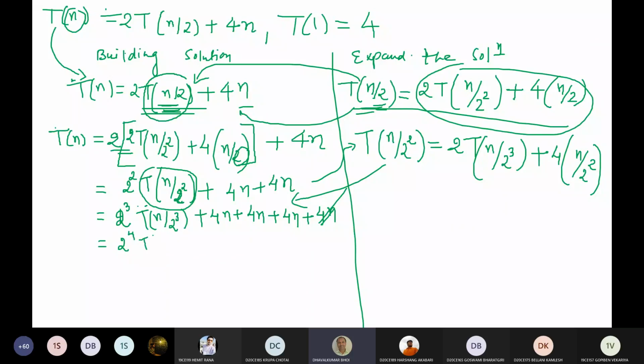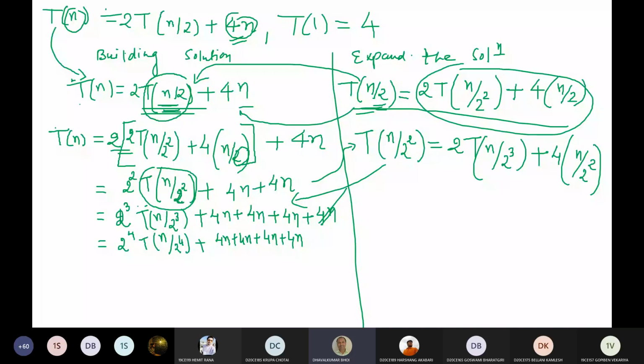Yes, someone can try. T of n by 2 raised to 4, plus 4n plus 4n plus 4n plus 4n. So this is a variety kind of example. Earlier we have seen 2-3 examples, but nowhere could you locate this kind of term. If you directly encounter such hard examples, you find it difficult. That's why I have chosen this example today.